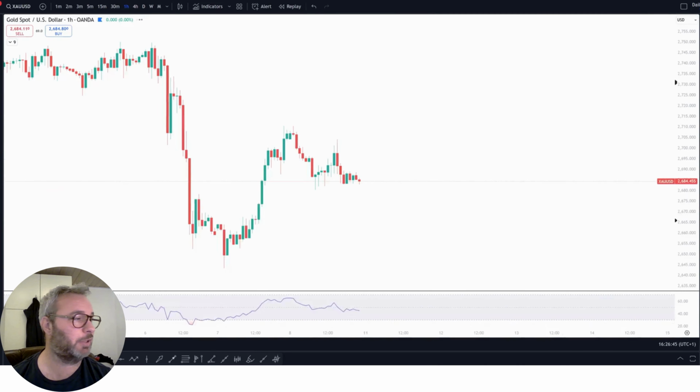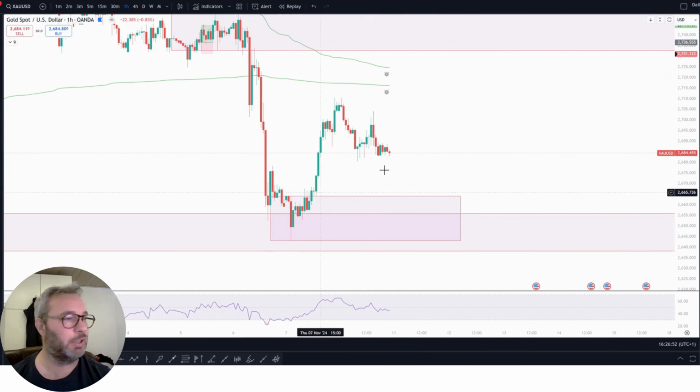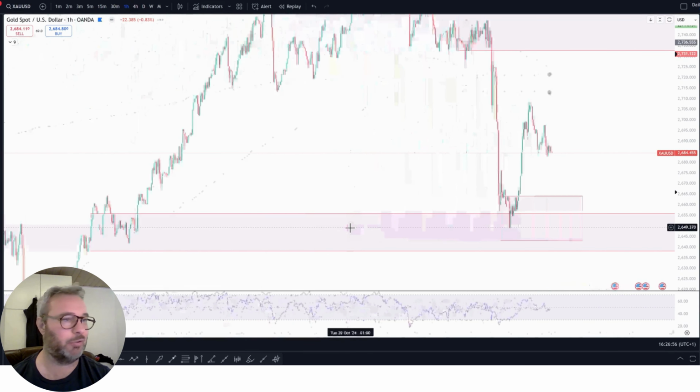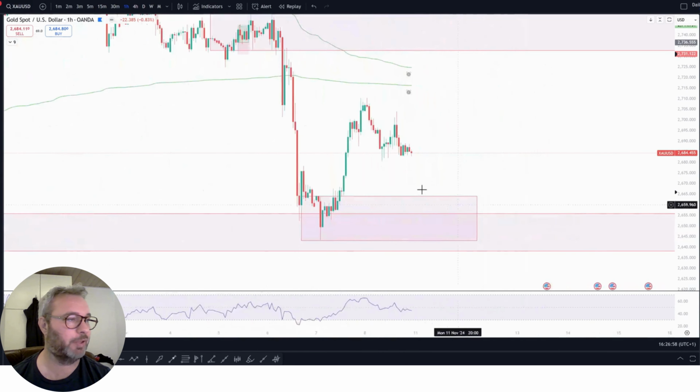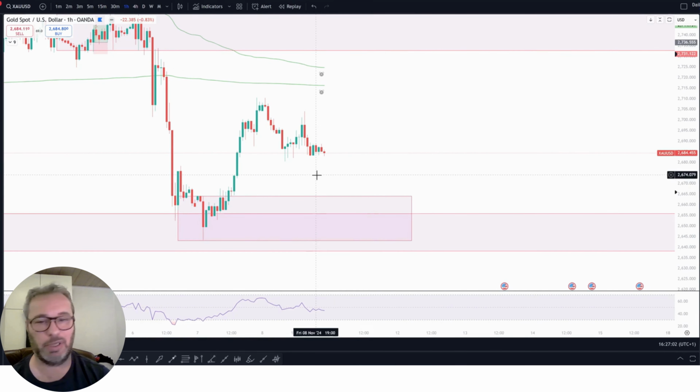And the last pair is gold. Yeah, the same here with gold. Gold has given a very good reaction on the support levels down here. So I'll be looking for it to come down and retest it and see the reaction and then enter long.